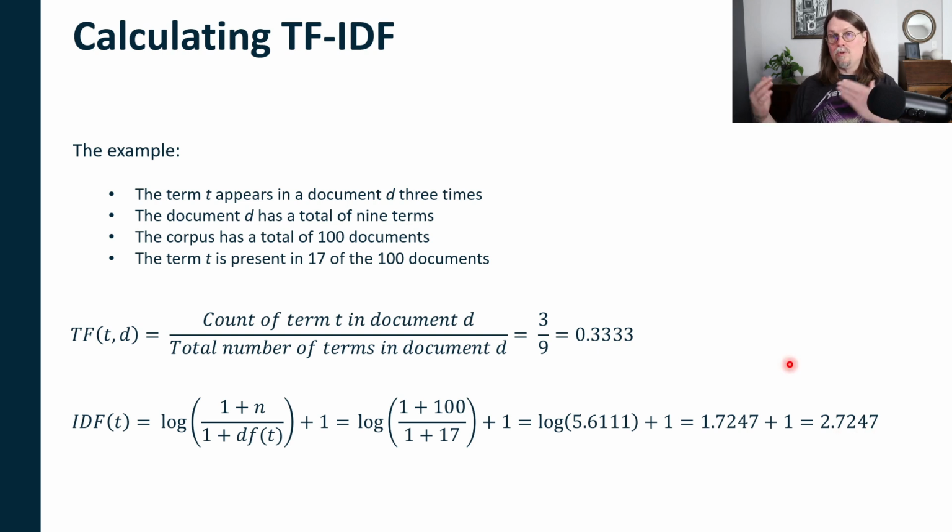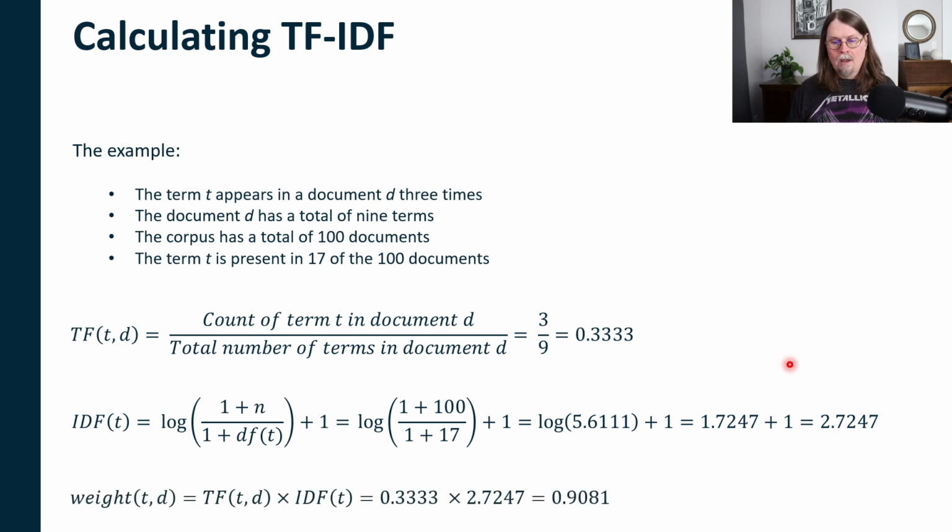Now, lastly, what we do is we multiply these two things together, 0.333 times 2.7247, and we get a value of 0.9081 that goes into the cell. And that's how TF-IDF works.